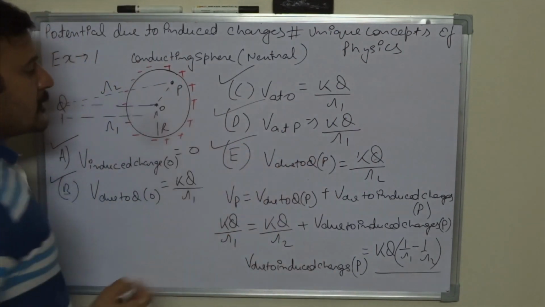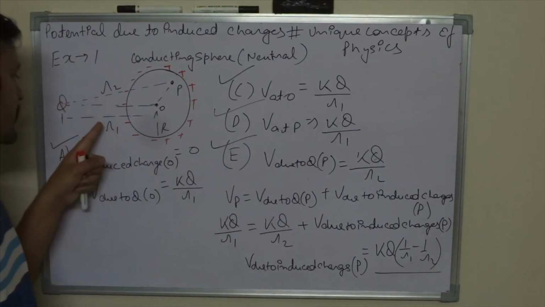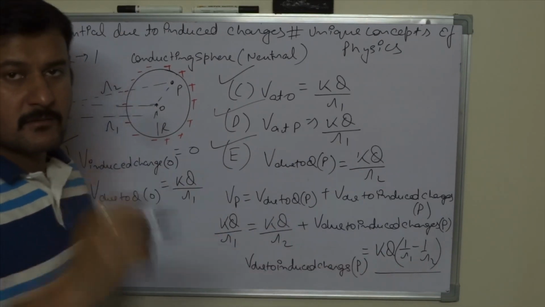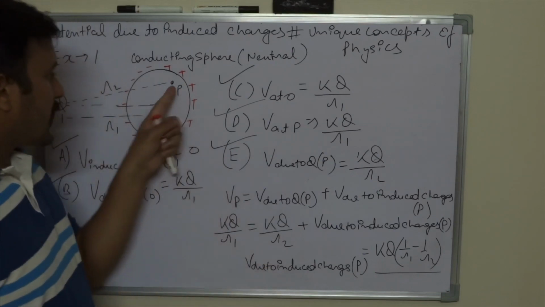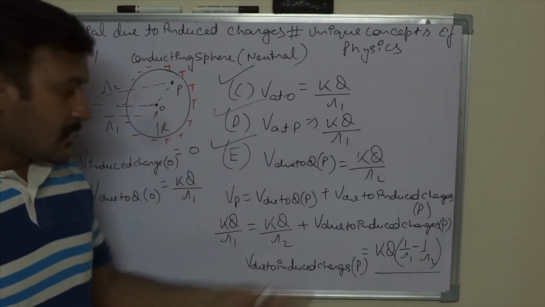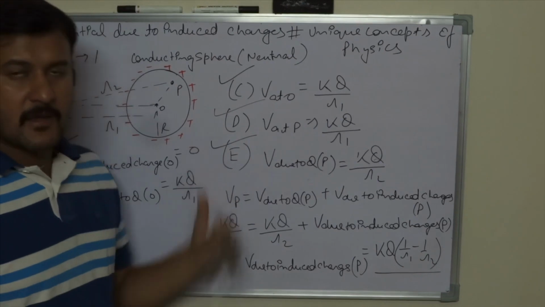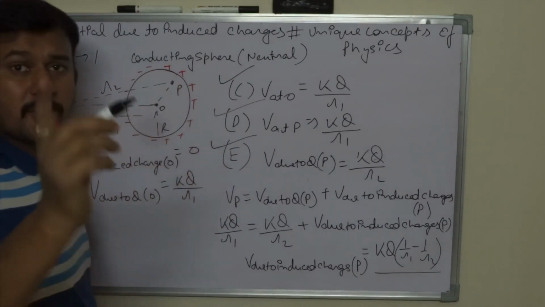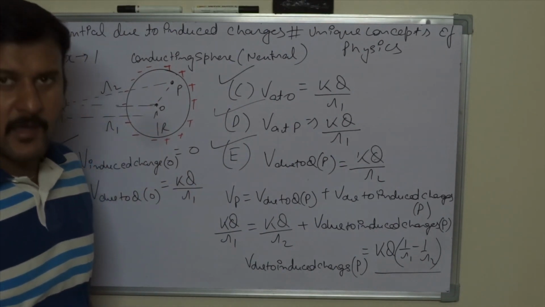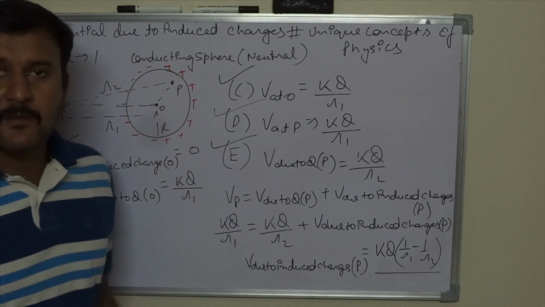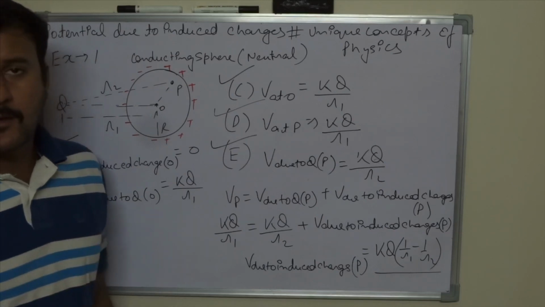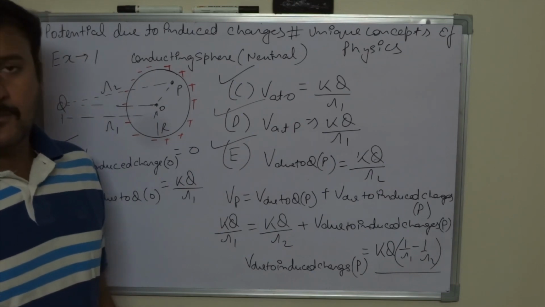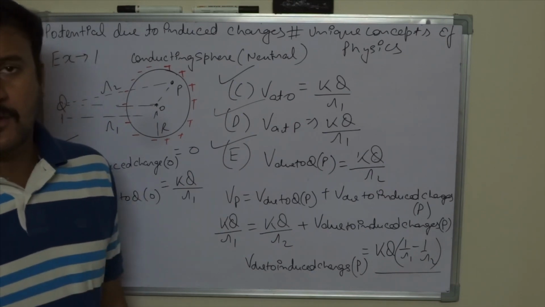And you can also see that R2 is greater than R1. So 1 upon R1 is greater than 1 upon R2. Hence, the potential at P due to induced charges will be positive in this case. And it should be positive as P is nearer to the positive induced charge. I hope you understand this example, how you will calculate the potential due to induced charges. I will come up with another example illustrating this concept. Thank you.